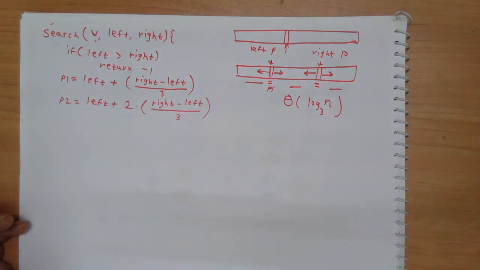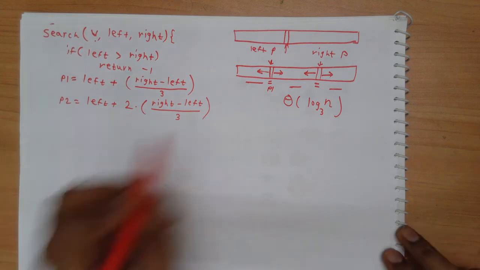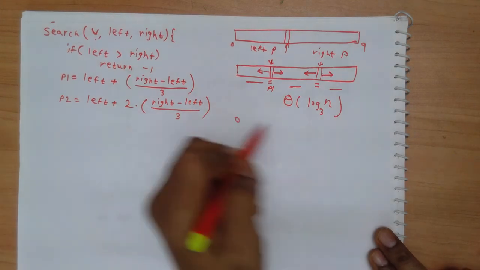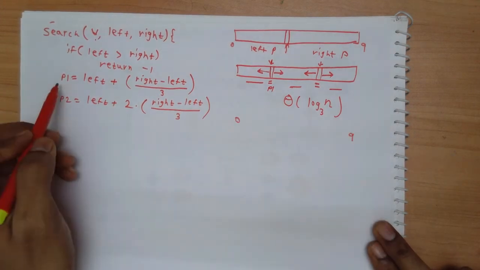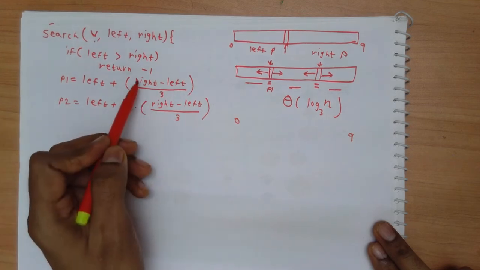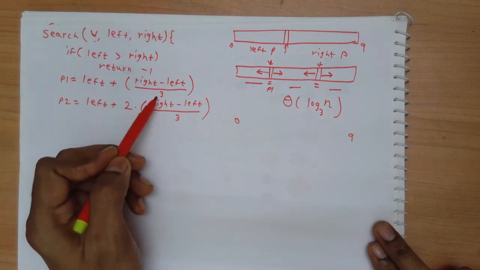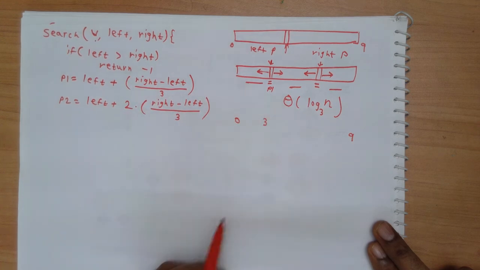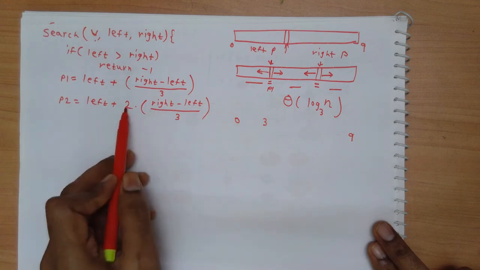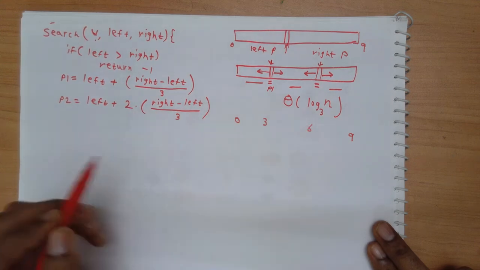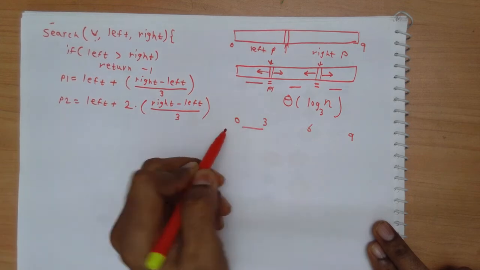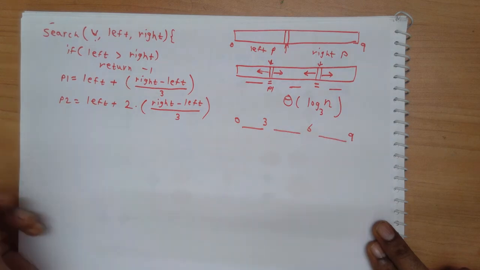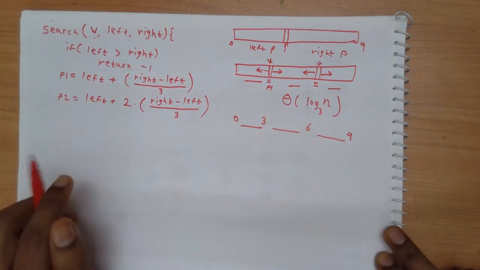For example, for the array that we had of 10 elements from 0 to 9, in case of three-way search, our left is 0, right is 9, and our p1 will be 9 minus 0, which is 9, 9 divided by 3 is 3. So I'll have the first pivot as 3, and 3 multiplied by 2 is 6. The second pivot will be 6. So one partition from 0 to 3, second partition from 3 to 6, and third partition from 6 to 9. And now I have to ask questions.